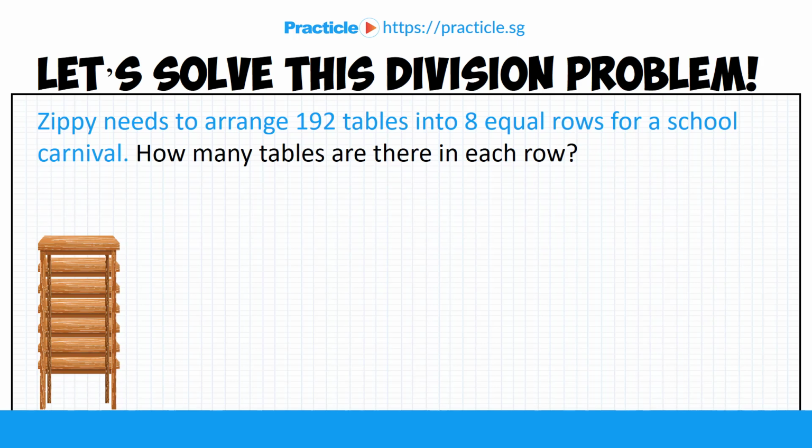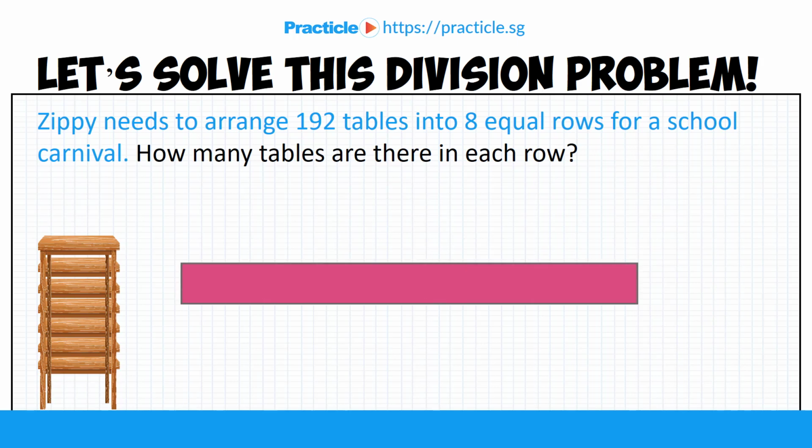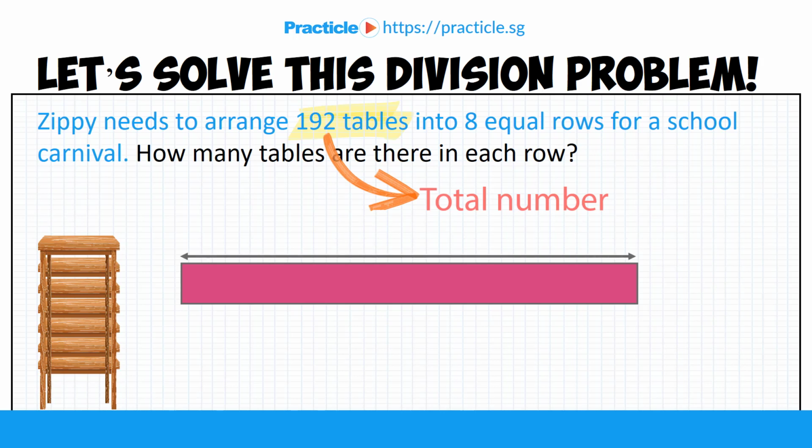So the first thing that we are going to do is to draw a long rectangular bar to represent all these tables that Zippy has. Do we know what's the number of tables? Sure we do. He has 192 tables, and we are going to draw an arrow to mark the part that represents this. And then we are going to write the number 192 above it. Following so far?